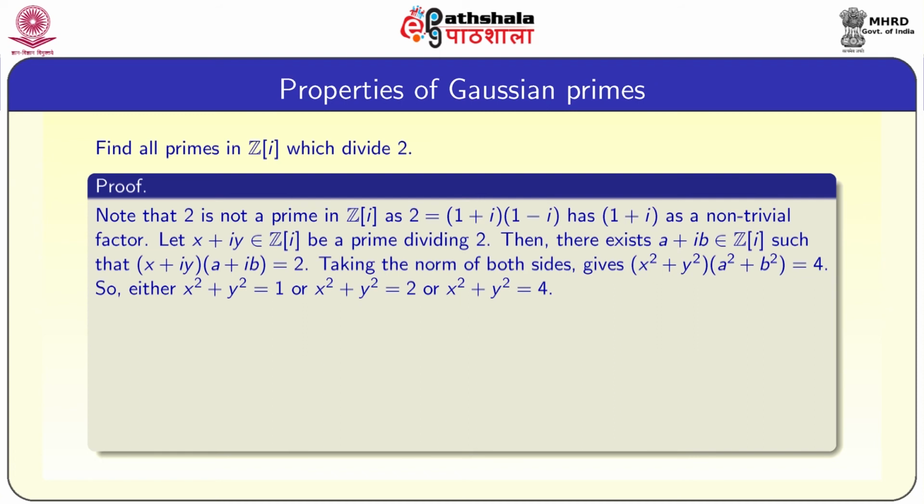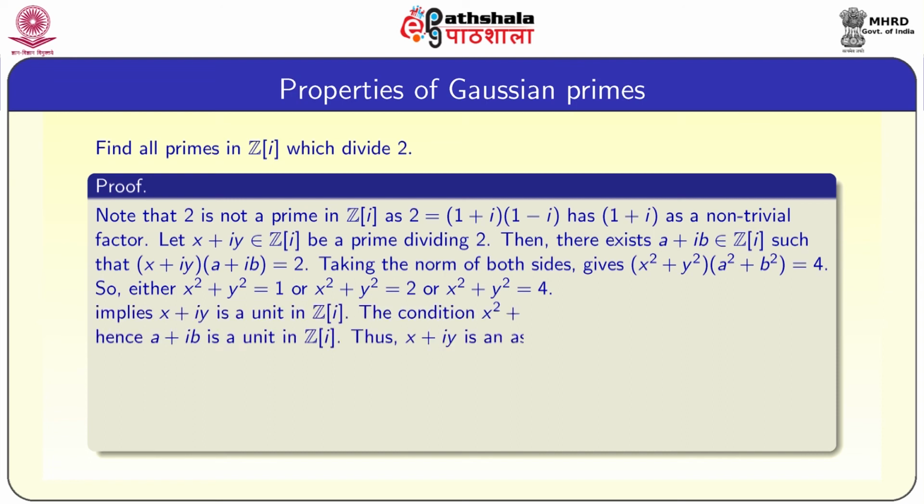in Z[i] such that (x + iy)(a + ib) = 2. Taking norm on both sides, we get (x² + y²)(a² + b²) = 4. So, either x² + y² = 1, or x² + y² = 2, or x² + y² = 4. Out of these three, one has to happen. The condition x² + y² = 1 implies that x + iy is a unit. The condition x² + y² = 4 implies that a² + b² = 1, hence a + ib is a unit. Thus, x + iy is an associate of 2.